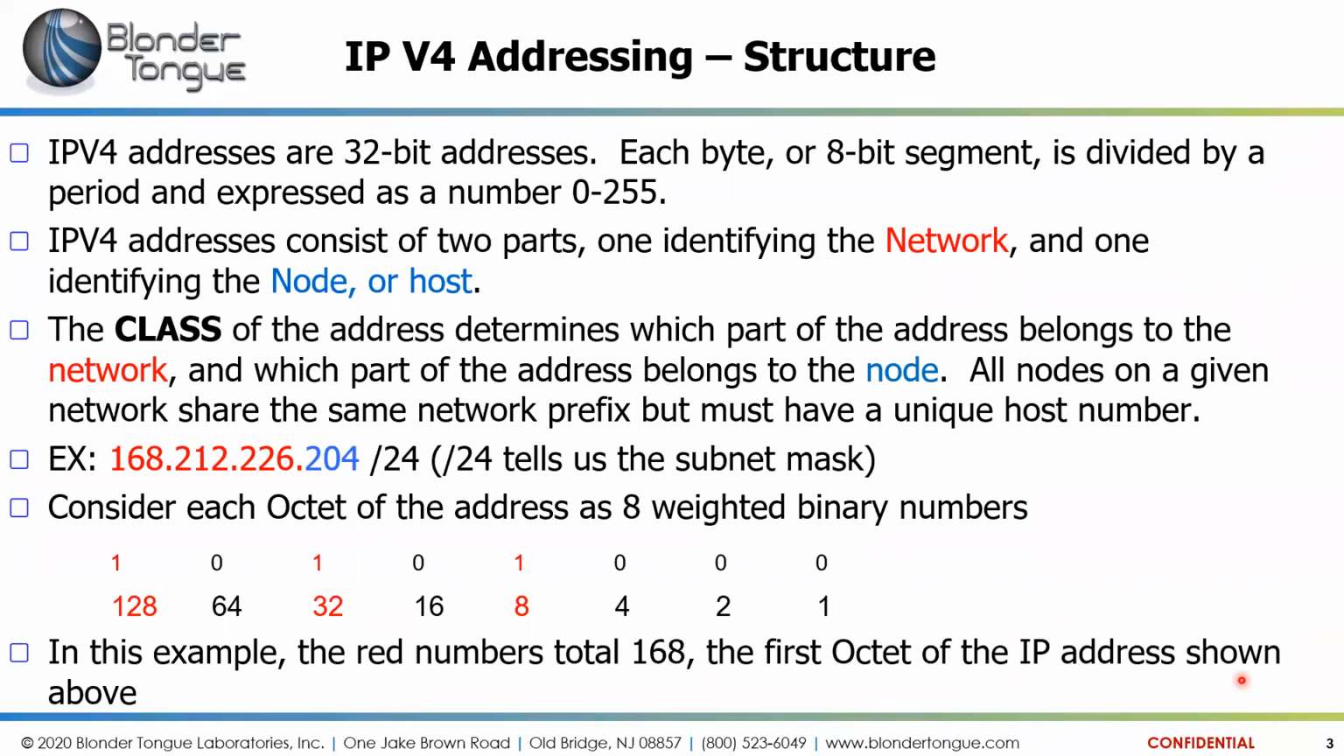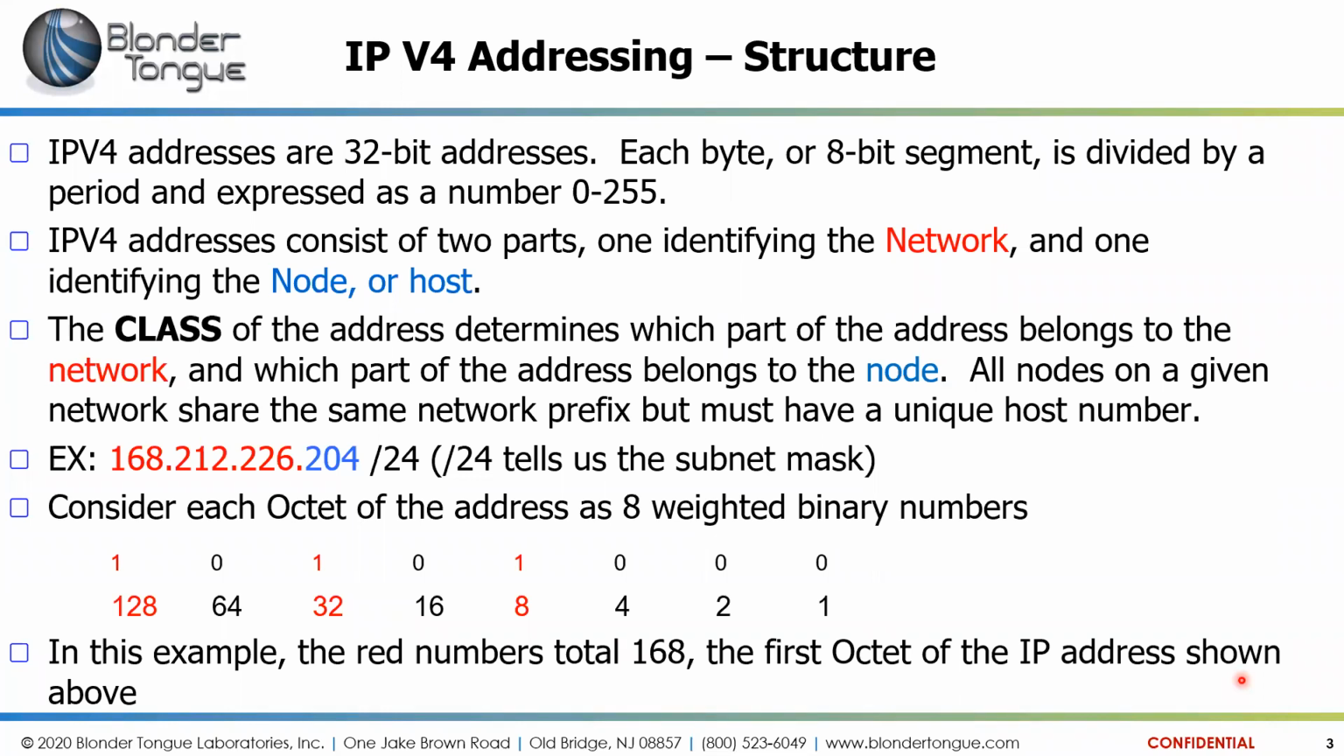So again, here we have the example, 168.212.226.204 /24. /24 tells us the subnet mask. And the subnet mask can be identified in other ways, like 255.255.255.0, which is a Class C address, or a Class C subnet, excuse me. But basically, that subnet tells us what part of this address is for the network and what part of it is for the node or the host.